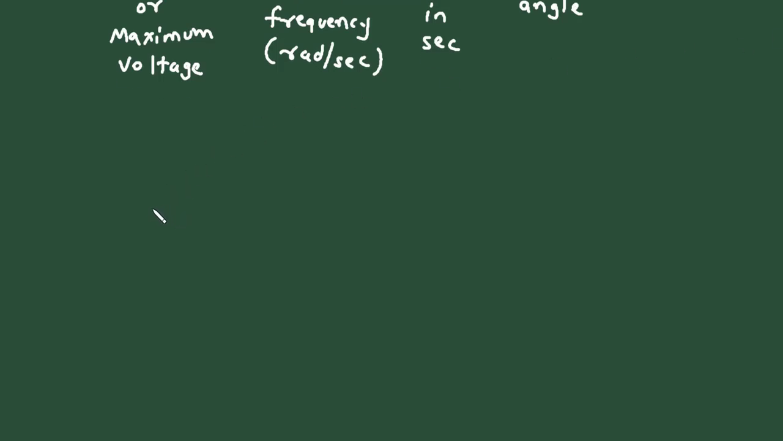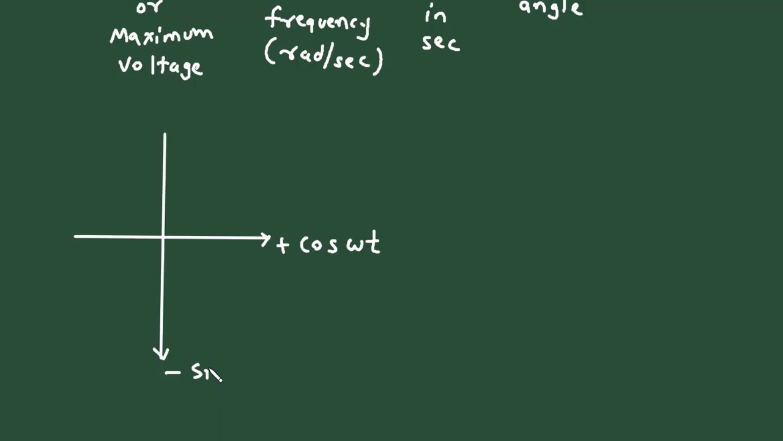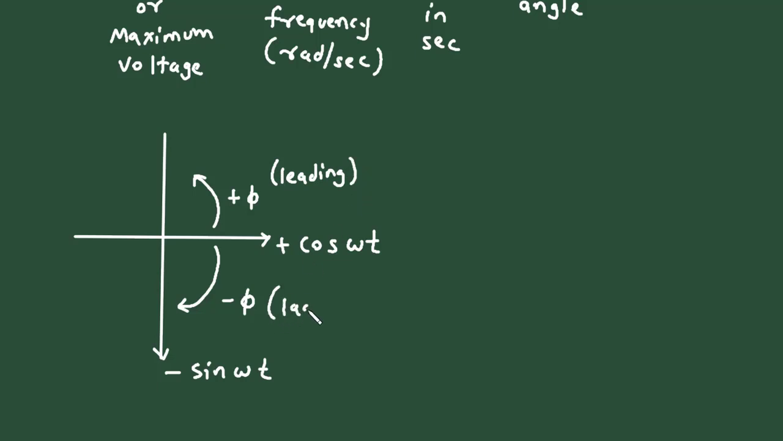So in graphical representation, we know that the graph will look something like this. It is positive cos omega t and this is negative sin omega t, and this direction is the leading direction, it is plus phi, and this direction is the lagging direction, it is minus phi. Here we can write this is leading and this is lagging.